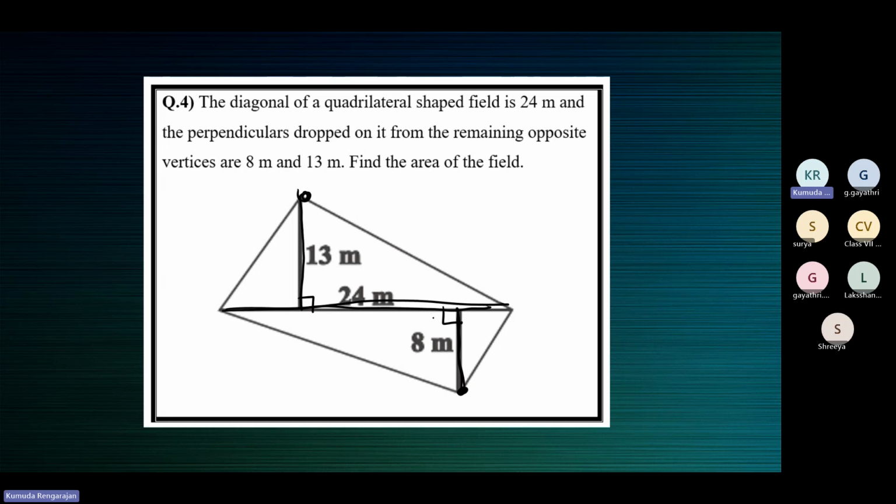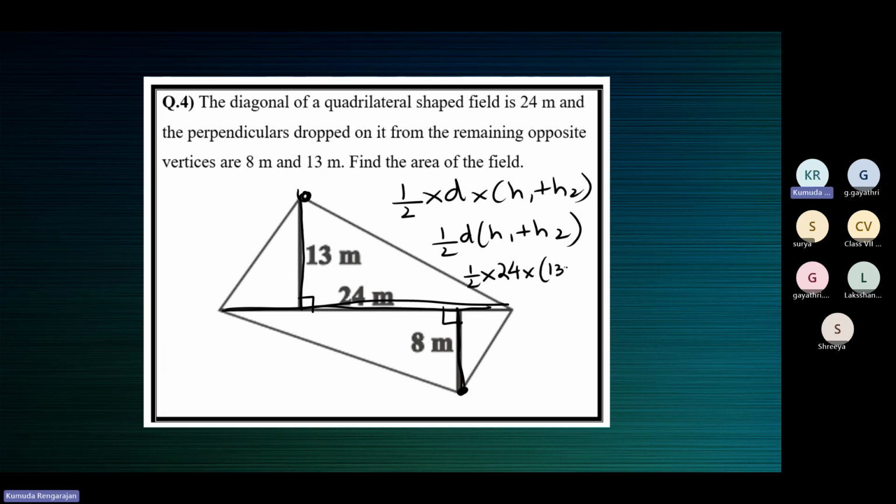Now, to find the area of this quadrilateral, the formula is half into D into H1 plus H2. Or you can simply write it without that multiplication sign also. Half D into H1 plus H2, like this also is correct. So substitute half into what is the length of diagonal? 24 into H1, 13, H2, 8. 13 plus 8 or 8 plus 13, both fine.